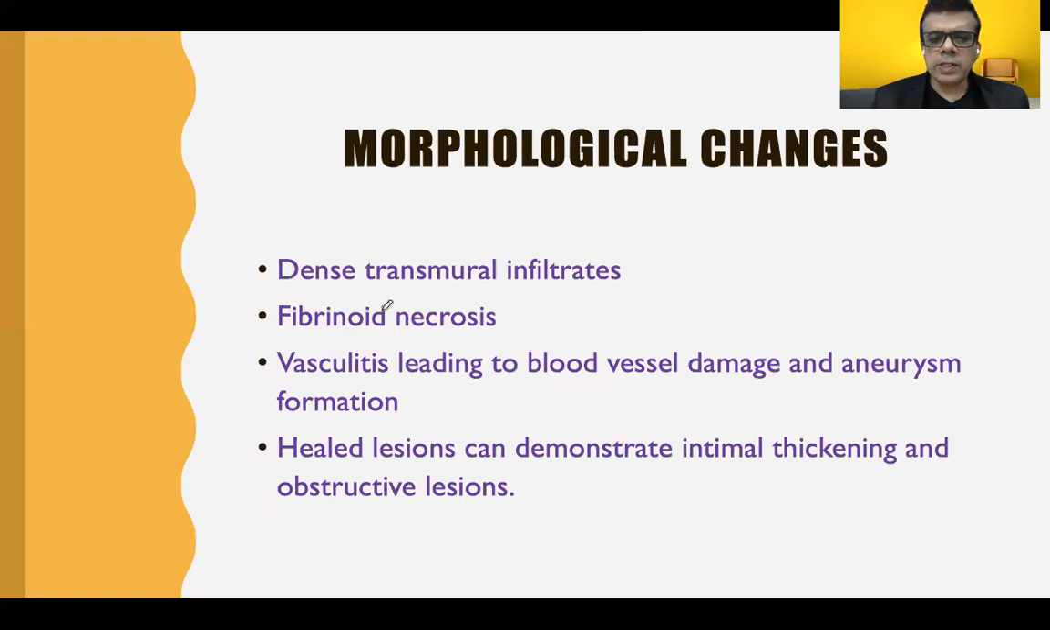The morphological changes that are illustrated are dense transmural infiltrate and fibrinoid necrosis. So more or less it mimics that of polyarteritis nodosa. Vasculitis may sometimes be quite predominant and may be continuous, leading to blood vessel damage and aneurysm formation, particularly in the coronary artery. The healed lesions can sometimes demonstrate intimal thickening and obstructive lesions due to thrombosis.